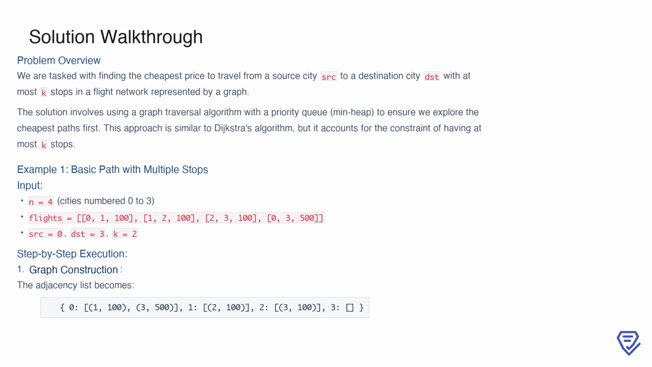For example, consider a network of 4 cities with flights and costs as listed. Our source is city 0, destination is city 3, and we can make at most 2 stops. First, we construct an adjacency list to represent the graph. The adjacency list groups all outgoing flights from a city, showing their destination and cost. For this example, the graph is constructed as shown, with each city mapping to its list of flights.